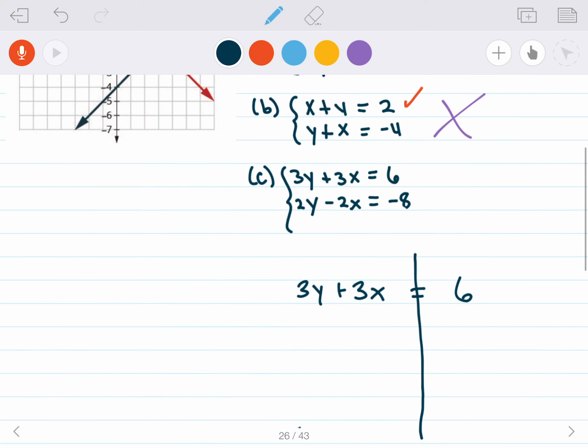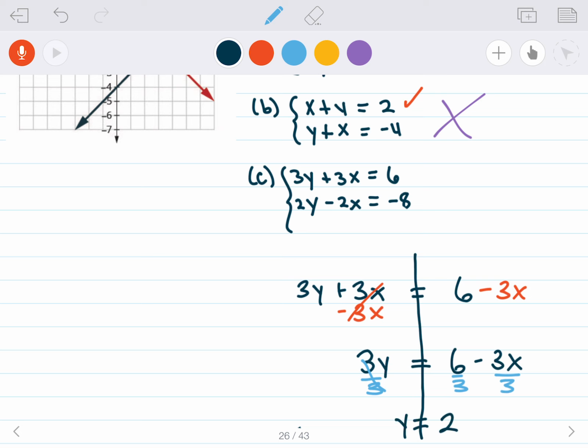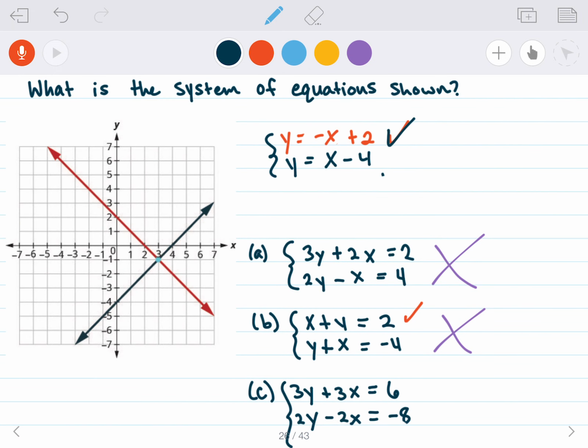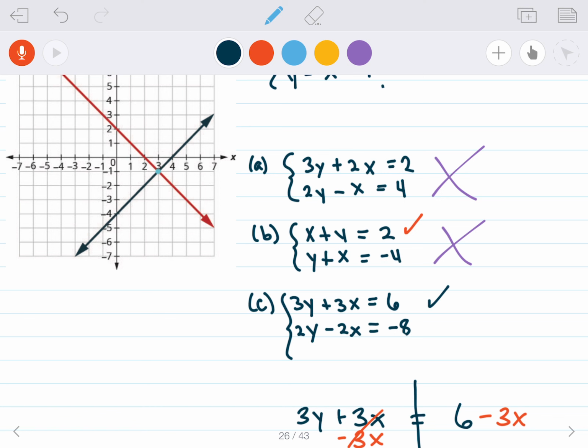Okay, so to start the process off, to get y by itself on the left, I can subtract 3x from both sides. And therefore, I'm left with 3 times y on the left equals 6 minus 3x on the right. Now, my last step is to divide everybody by 3 to get y alone on the left. And when I do that, 6 divided by 3 is 2, and negative 3x divided by 3 is negative 1x. So this is my line in y equals mx plus b form, 2 minus x, and that does indeed match the first one. So that is check.